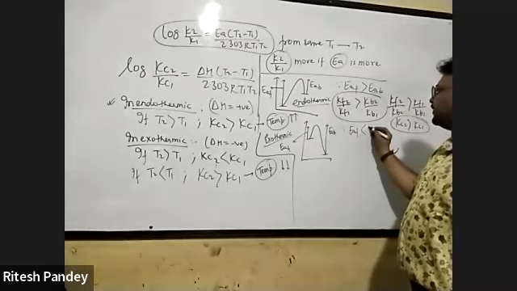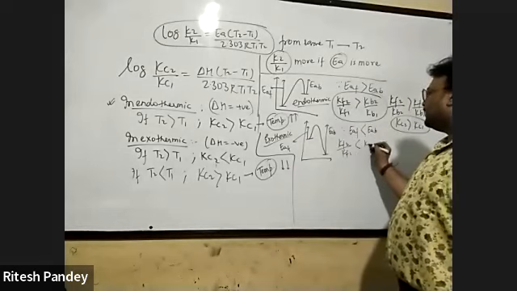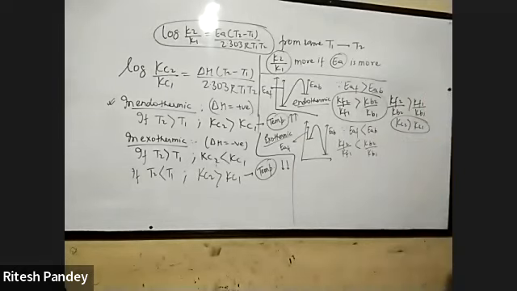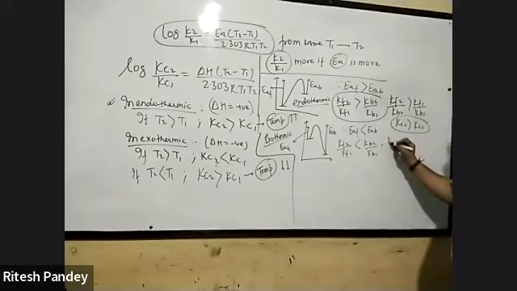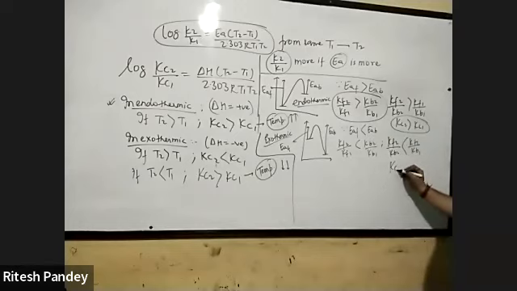and because EAF is less than EAB, KF2 by KF1 is less than KB2 by KB1, मतलब टेम्परेचर बढ़ाने से रेट बढ़ता है, रेट फॉरवर्ड भी बढ़ता है, रेट बैकवर्ड भी बढ़ता है, पर बैकवर्ड का रेट ज्यादा बढ़ता है। और बिकॉज बैकवर्ड का रेट ज्यादा बढ़ता है, you know again, cross multiplication in this inequality and you get Kc2 is less than Kc1.